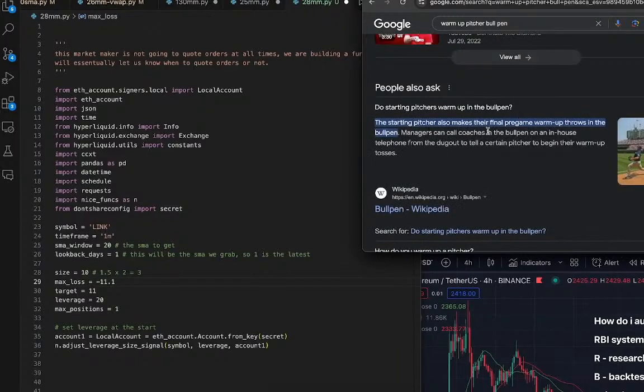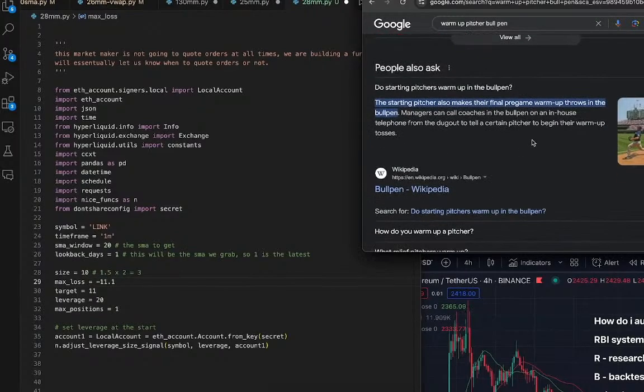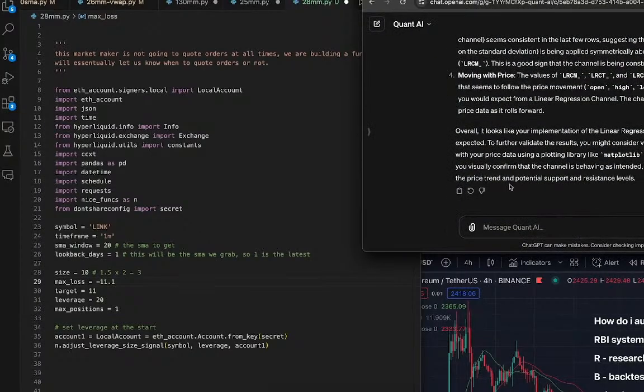The starting pitcher also makes, yeah, I guess it is the bullpen. Whatever, that's irrelevant. Doesn't matter. We want RBIs, Kevin says. Brian says, yes, it's the bullpen. Thank you. Pitchers warm up in the bullpen. So that's the bullpen, okay, this is it.